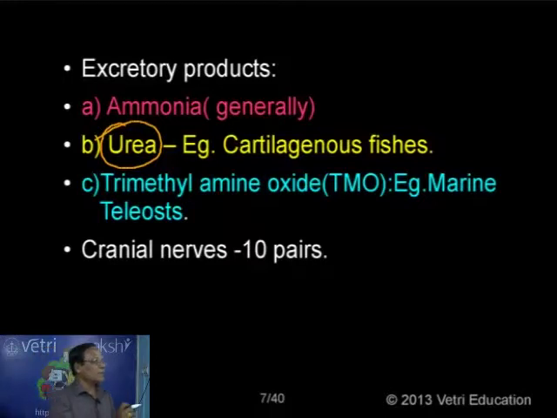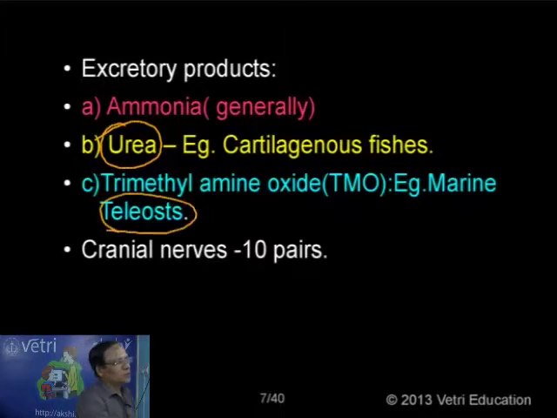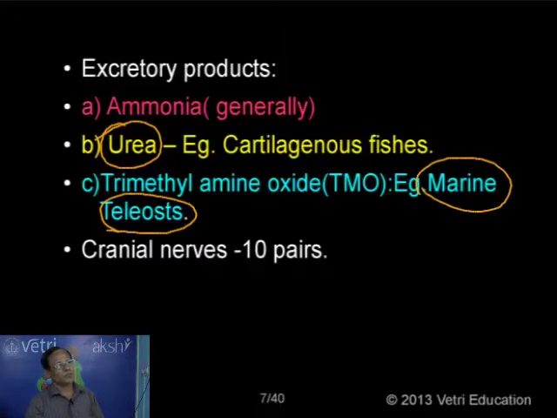Once again, in the case of marine teleost. When you use the word teleost, this is one group of fishes, the suborder Teleostei, which includes bony fishes. Marine teleost refers to the bony fishes. Now in the case of bony fishes, we have one peculiar waste product called trimethylamine oxide, TMO, simply called. What is the reason for that? These bony fishes are living in marine water. The marine water is highly concentrated with salt. That is why it is in a hypertonic condition.